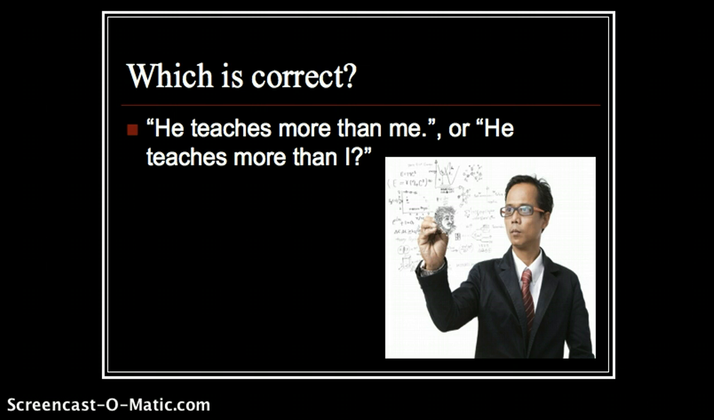These sentences are a little bit different, but we still have a decision to make as to which pronoun to use. These sentences are comparisons and are actually missing words. If these sentences are completely written out, it will help show you which pronoun to use. Let's do that. The second sentence would read, if you wrote it out completely, he teaches more than I teach. It would not be correct to say what the first sentence says, he teaches more than me teach.